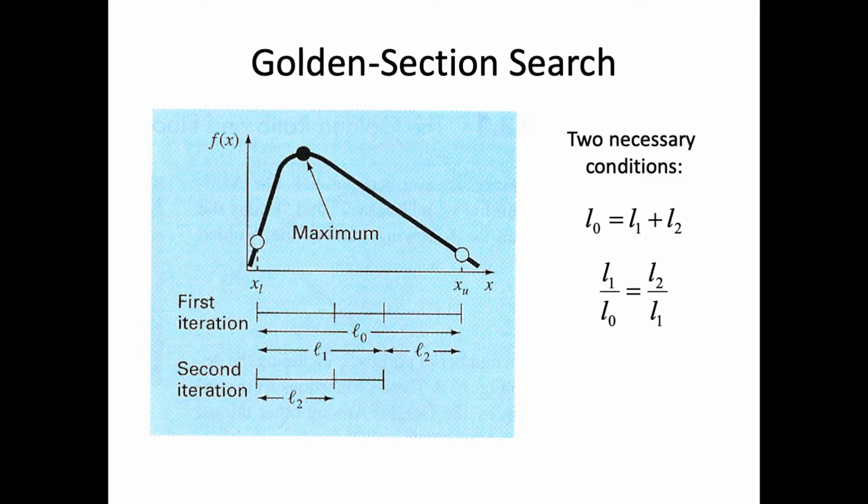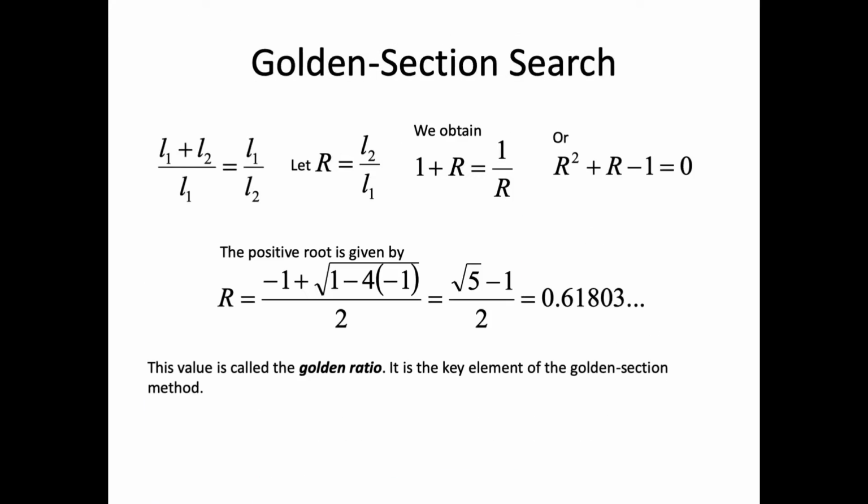2 conditions are necessary to implement this method. The first condition specifies that the sum of 2 sublengths, L1 and L2, must equal the original interval length. The second says that the ratio of the lengths must be equal. If we solve for L0 in the second equation, and then plug it in the first equation, and then divide everything by L1, we get the first equation written in this slide.